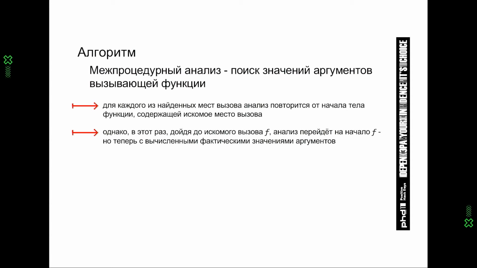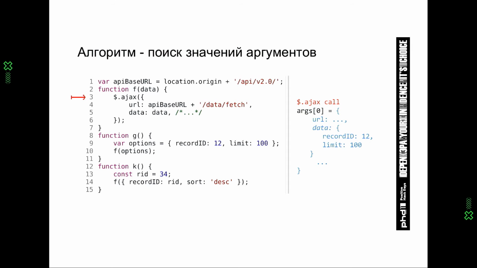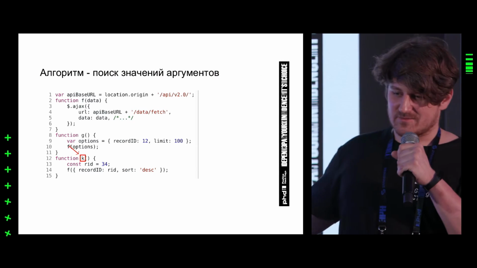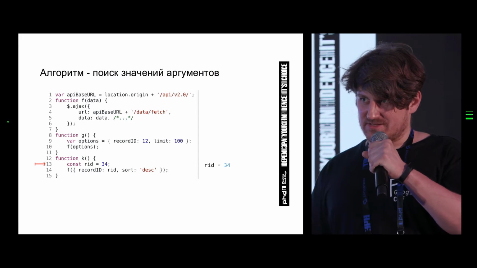At that point, we've been to f, right? We've analyzed it. But now we're going to have arguments calculated because we've been to the place where it's called from. G calls f. We know that. Now we start from J. And we see variable options. And we can see that the argument is sent there. And we go to the beginning of f. Now we have a different situation because some parameters are already known, and when the next call to $Ajax happens, we already have certain arguments. So that way we found one of the endpoints.